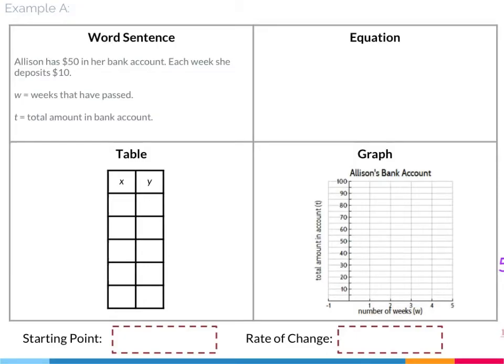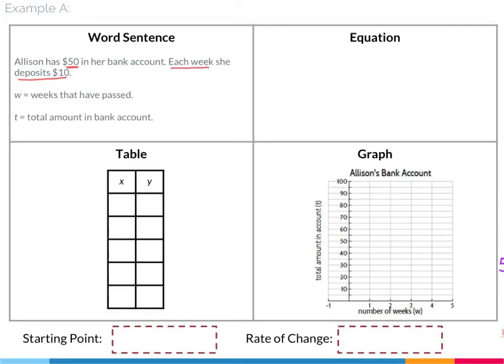Allison has $50 in her bank account. That's going to be important information. Each week, she deposits $10. Again, depositing 10 every week, important information. Then they let us know that W is going to equal the weeks that have passed, and T is the total amount in the bank account. So those are variables that we're going to be using when we write our equation.